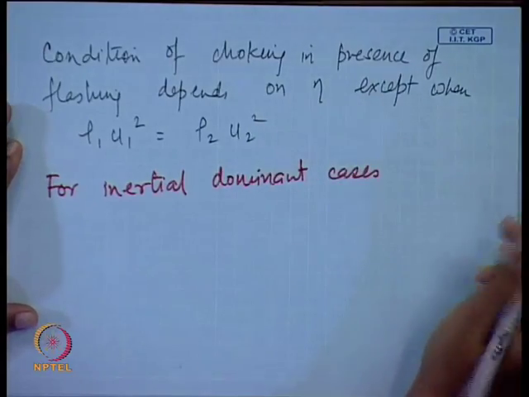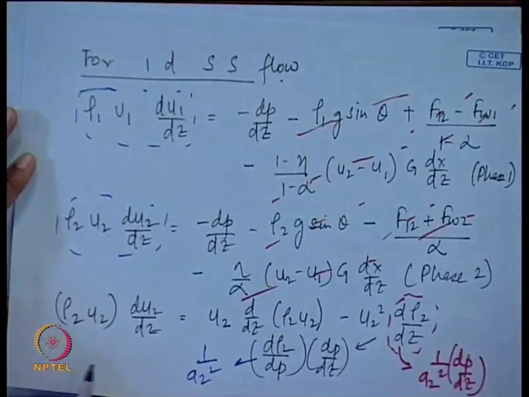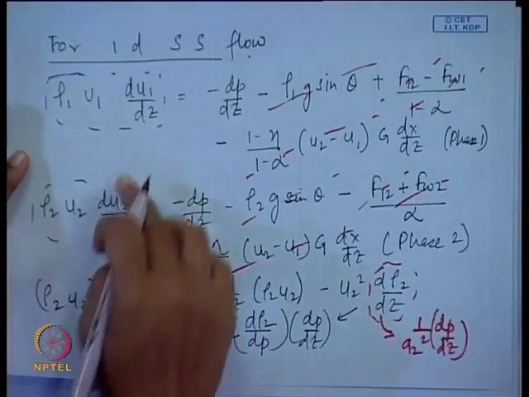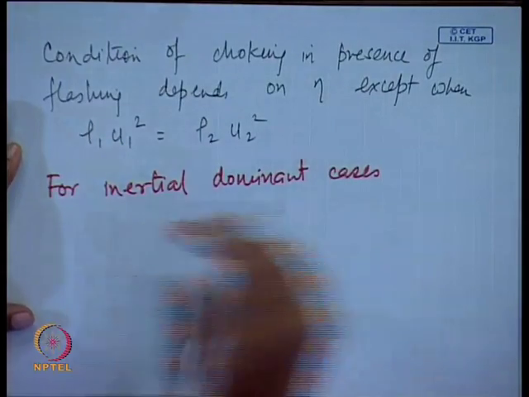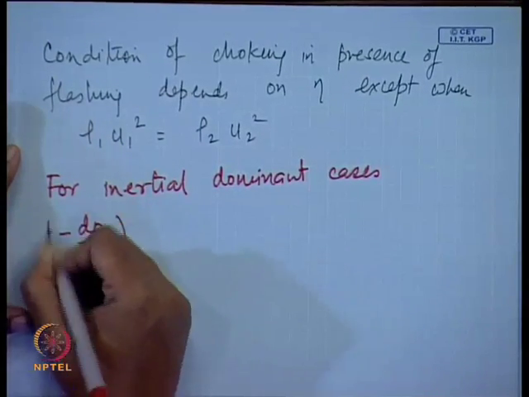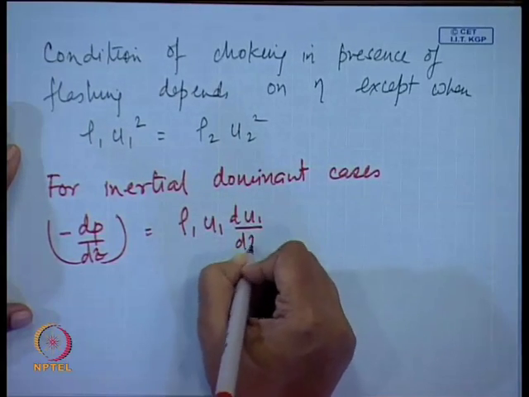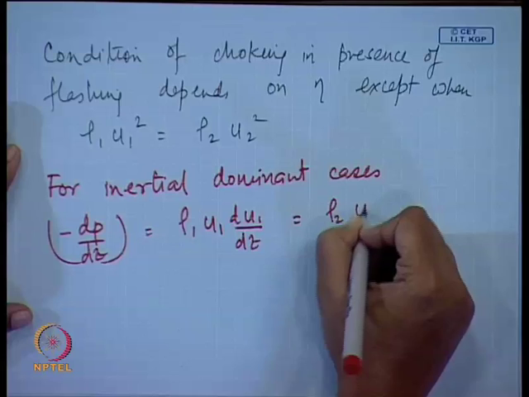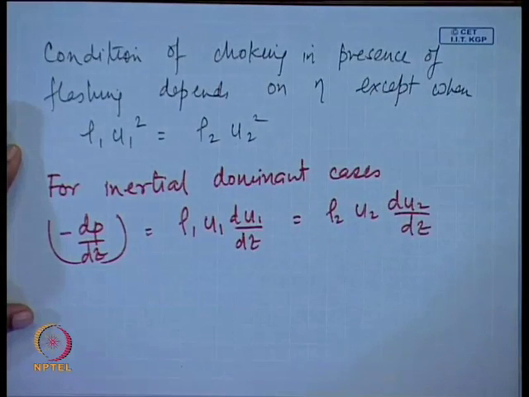So, for this case, what did we get from here? rho 1 u 1 du 1 dz equals minus dp dz. Similarly, rho 2 u 2 du 2 dz equals minus dp dz. Let us write down these two terms. What do we get? We get minus dp dz equals rho 1 u 1 du 1 dz, which is equal to rho 2 u 2 du 2 dz. Yes or no? Correct.